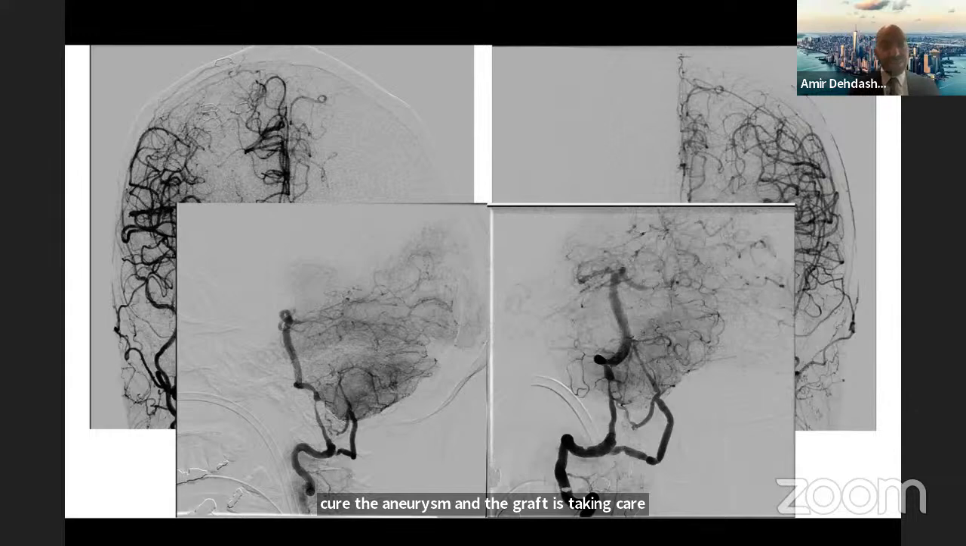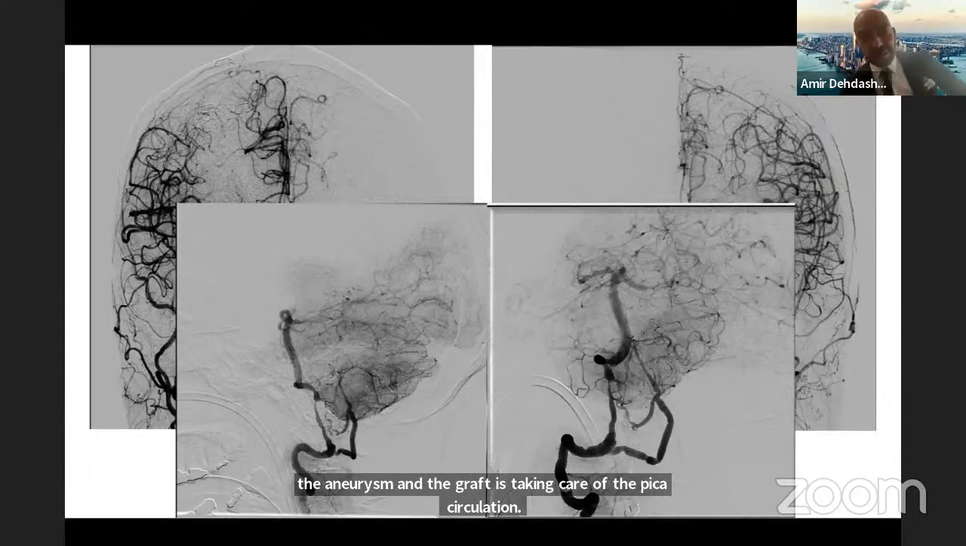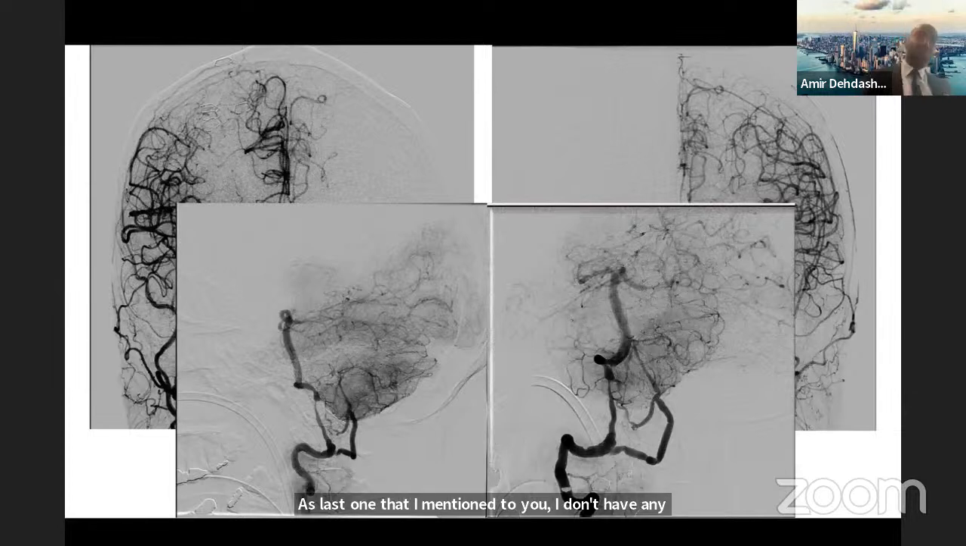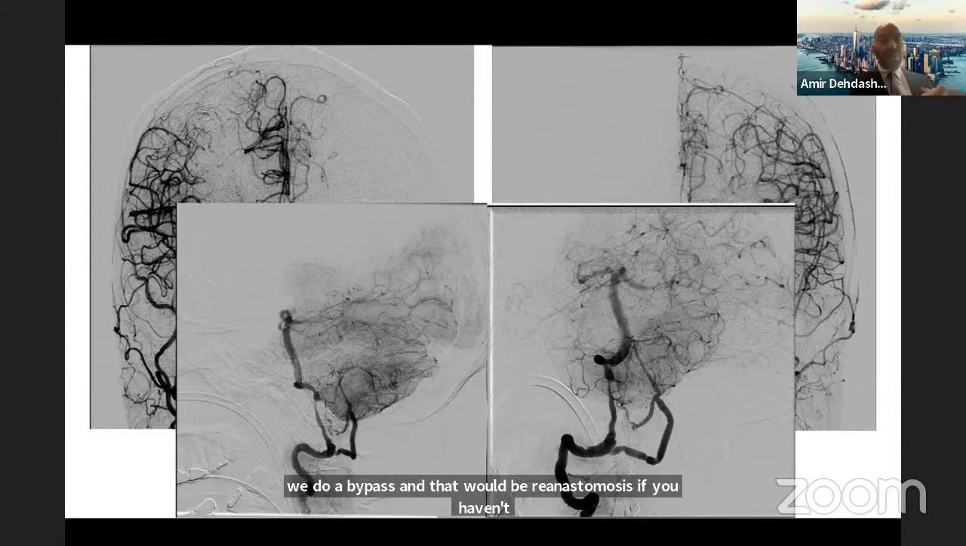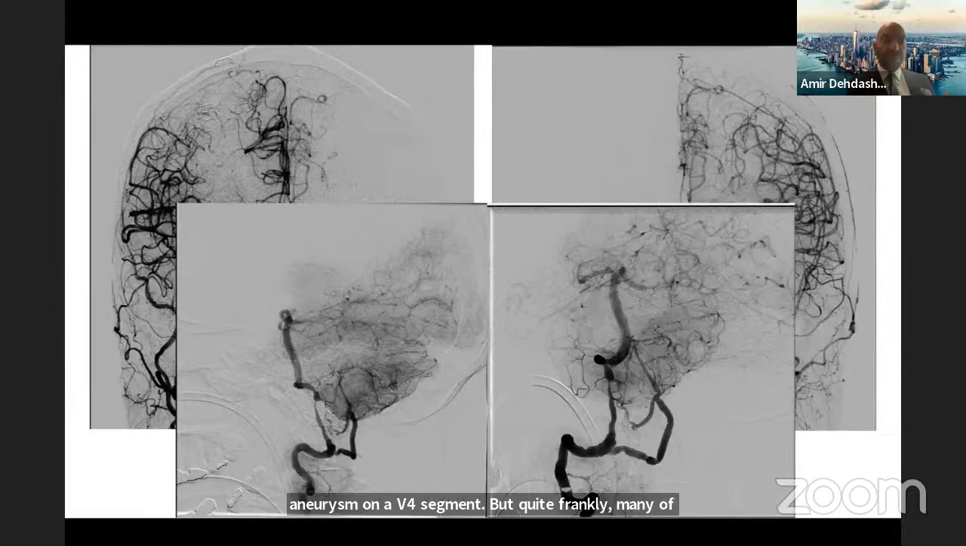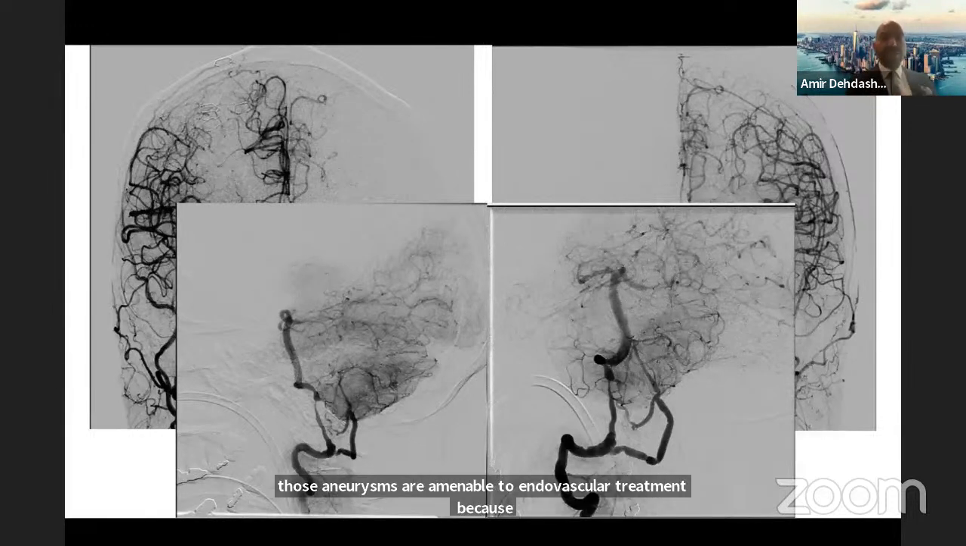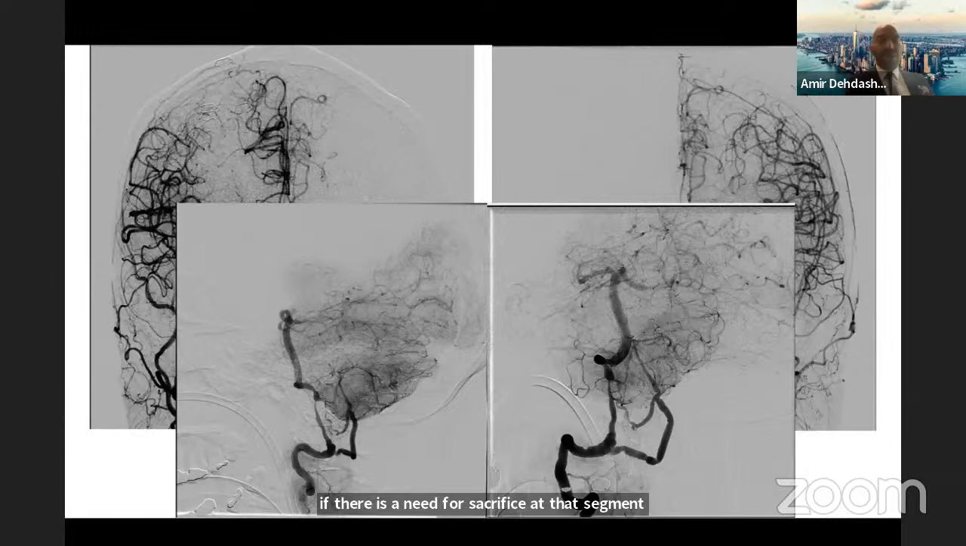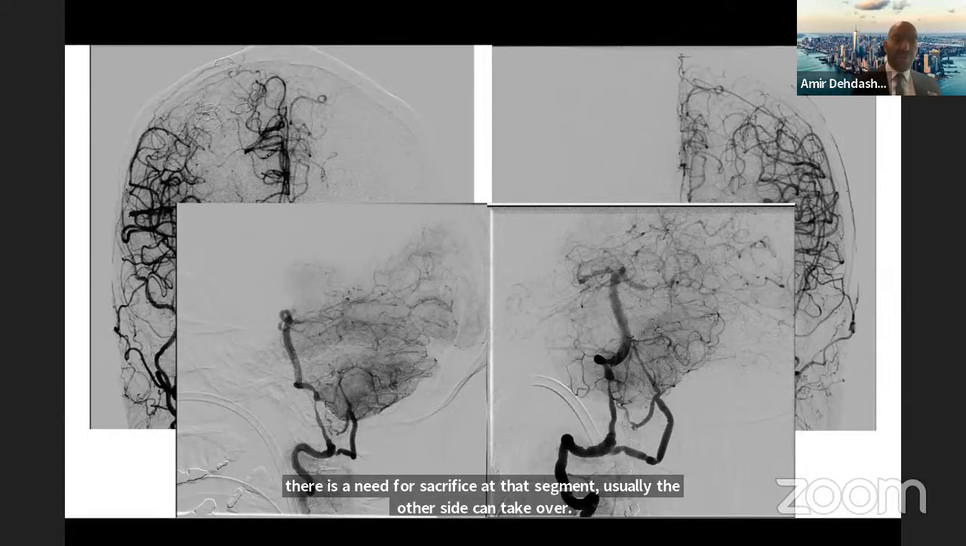As the last one that I mentioned to you, I don't have any experience with it on the V4. It's extremely rare that we do a bypass, and that would be a reanastomosis if you have an aneurysm on a V4 segment. But quite frankly, many of those aneurysms are amenable to endovascular treatment because if there is a need for sacrifice at that segment, usually the other side can take over. But again, those indications are rare for V4 bypass intracranially.